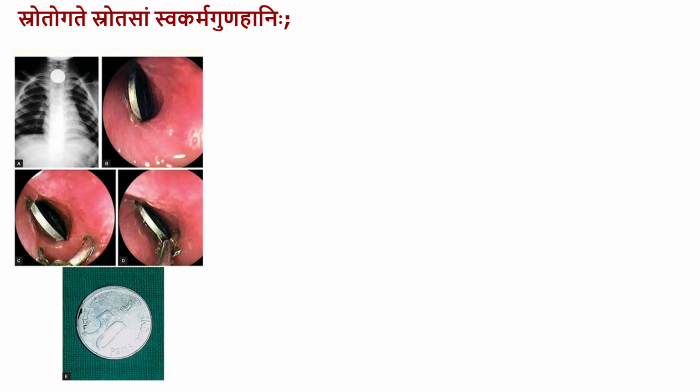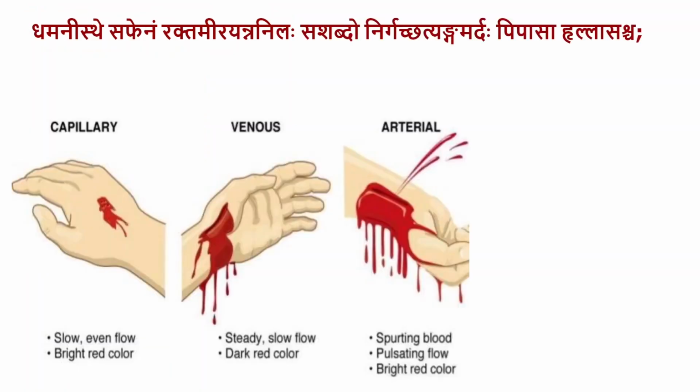This is about the general rule of dealing with a foreign body in the gastrointestinal tract in the present day situation. Sushruta doesn't describe all those details, but simply says if there is involvement of any srotas, the functions of the srotas will be affected. Dhamaniste Safenam Rattam Mirayannanilaha Sashabdo Nigachati Angamardha Pipasa Hrilasascha.